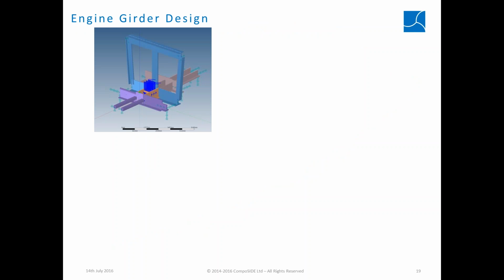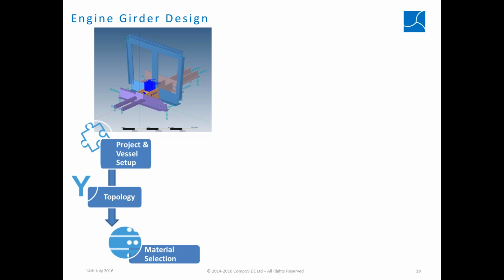So in our engine girder, we have the first step, which is to set up the project and vessel. As Lorenzo said, how you structure your vessel is very important to a company or an engineer. So you can define your topology in the way that makes sense for you. You can do it very detailed, or you can have a few folders and tidy it all up in those. The next step is to select your materials. This is the second module in CompoSIDE, CMDB, where you can create materials, select materials, compare materials, and then order them in a project, so you have a short list of materials that you design with.